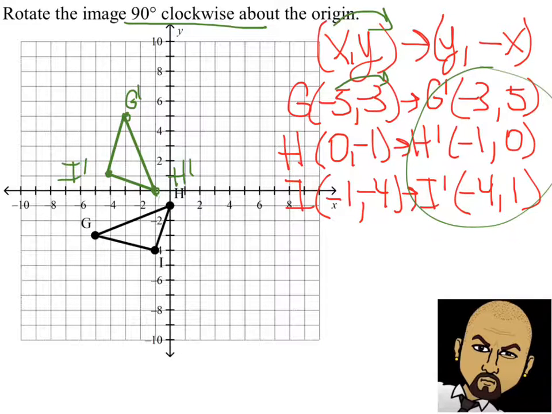Now during class I showed you how you can check your answers by flipping your paper clockwise. You're going to flip it a quarter turn to the right and turn it back a quarter turn, and you should be able to see the exact same images.